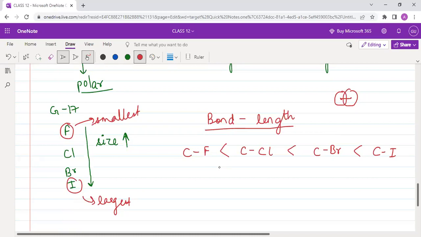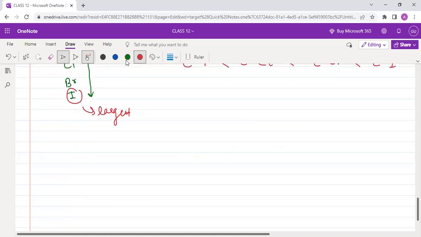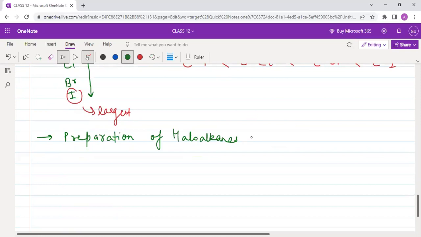Is it clear to you? Okay, so you should remember the bond length. Next is preparation of alkyl halides. Alkyl halides are your haloalkanes. Preparation of haloalkanes, and the representation is RX. So do you remember any method to prepare alkyl halides?